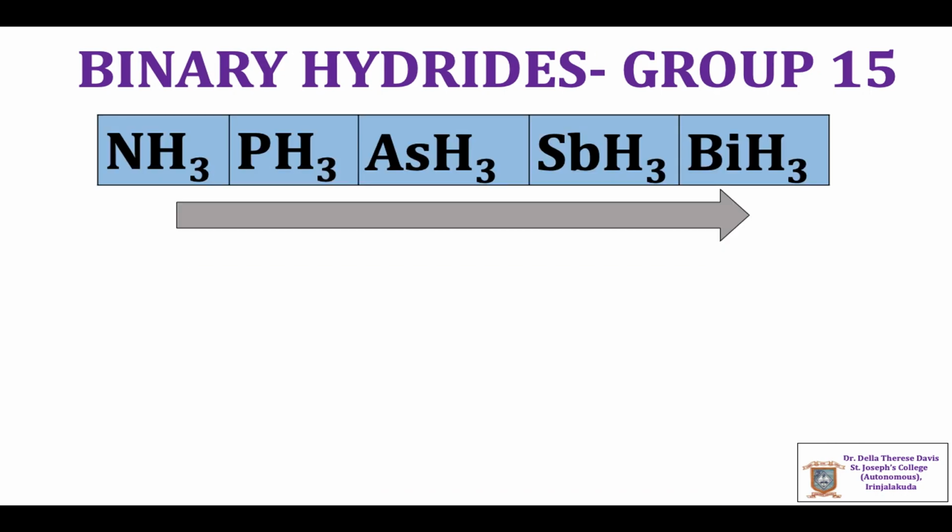Due to the presence of a lone pair on the central atom, the hydrides of group 15 elements are Lewis bases. If we compare the basicity of these hydrides, it is found that ammonia is the most basic binary hydride of group 15 elements. This can be explained as follows.